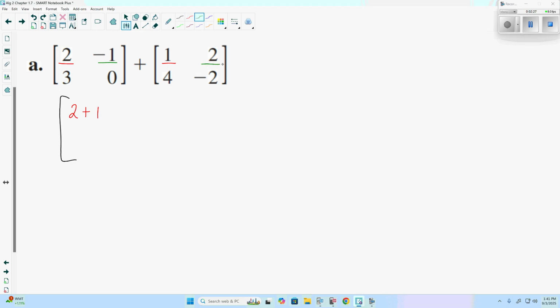Next one we have is -1 and 2. Our next element is 3 and 4, so we'll have 3 plus 4. And our last one is 0 and -2. The elements, the numbers that are in the same spot, are corresponding, and we add those together because there's a plus sign in the middle. Questions on this so far?